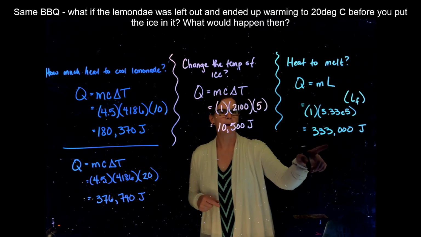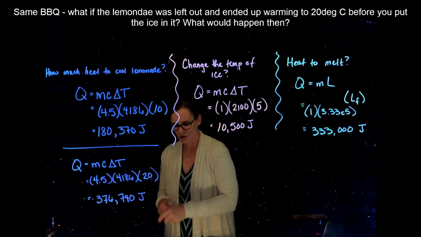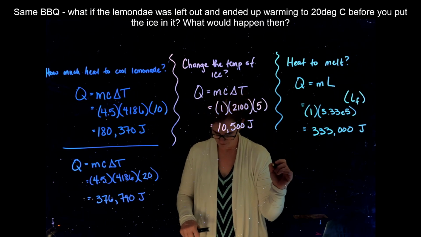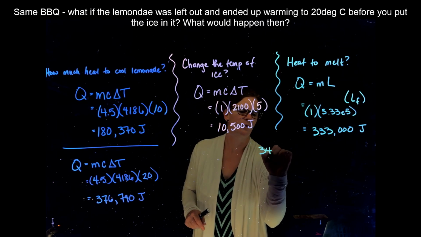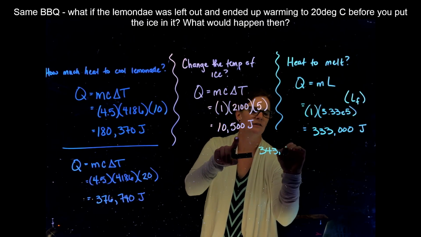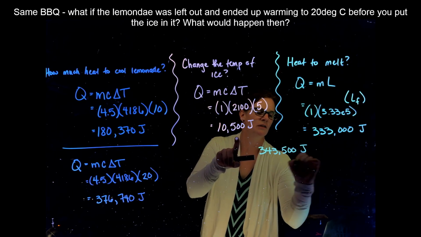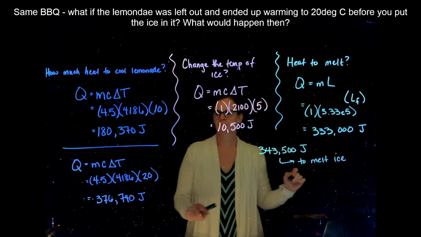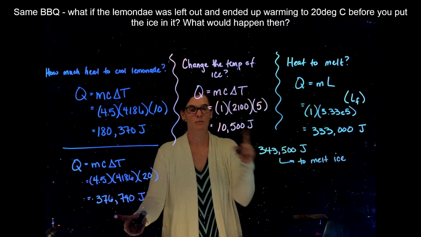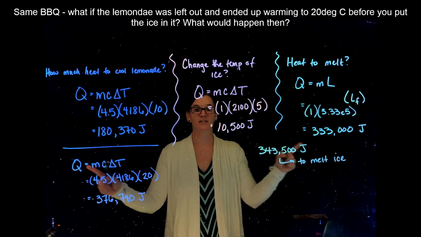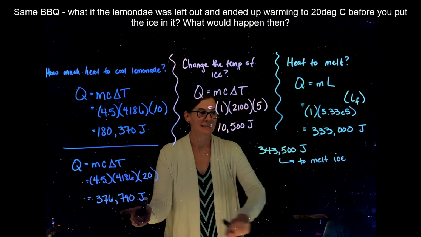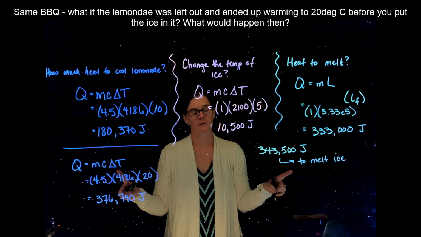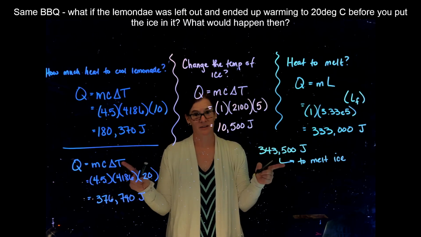Well, if I add these two up, we see that in order to completely melt the ice, it would take a total of 343. So I'm adding these two together, 500 joules to melt the ice. And I actually would have more joules than that to cool the lemonade. So now we're going to continue to heat this liquid until these are at thermal equilibrium. So my ice is going to melt.